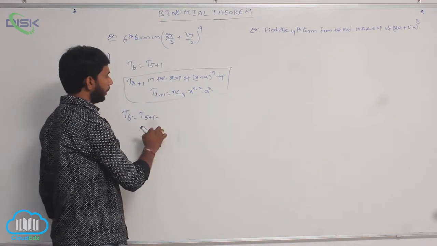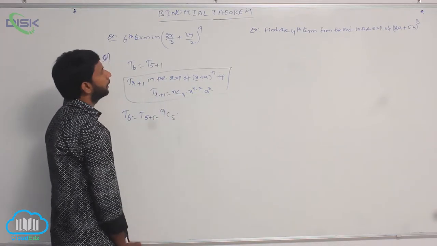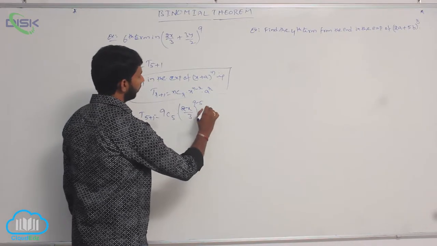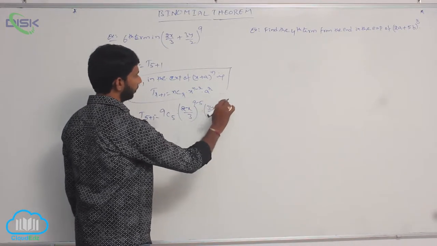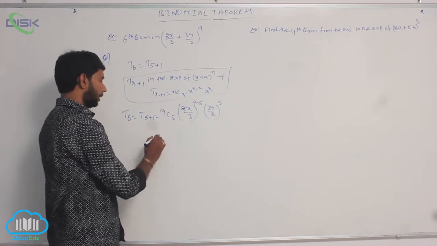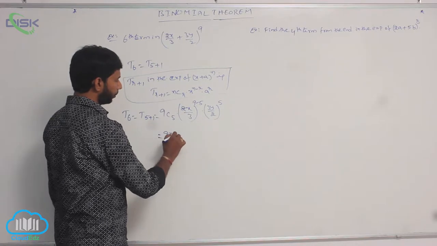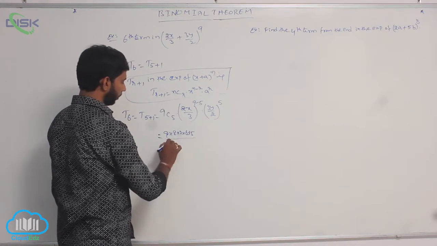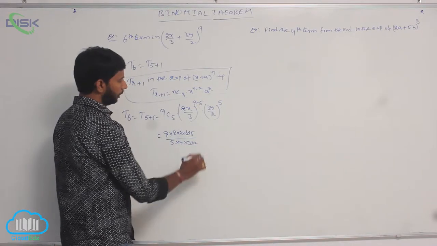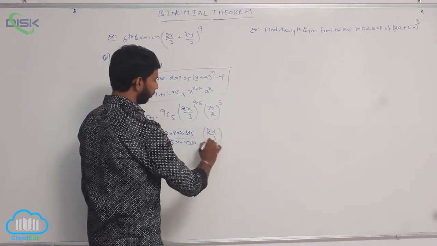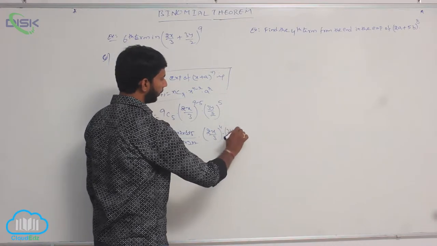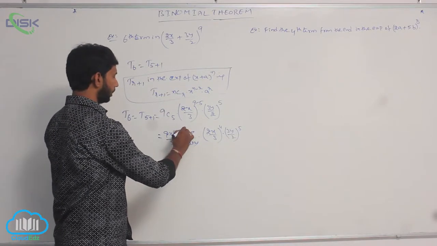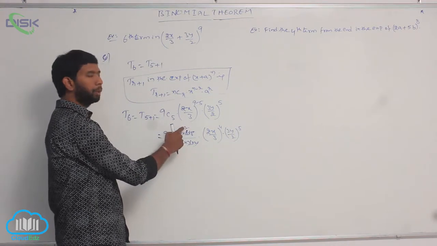Here n is equal to 9, r is equal to 5, that is 9C5 into (2x/3)^(9-5) into (3y/2)^5. 9C5 is 9 into 8 into 7 into 6 into 5 by 5 4 3 2. Here 5 gets cancelled, 4 2s are 8 cancel, 3 2 times cancel, that is 9 7 6 3 into 2, 126.